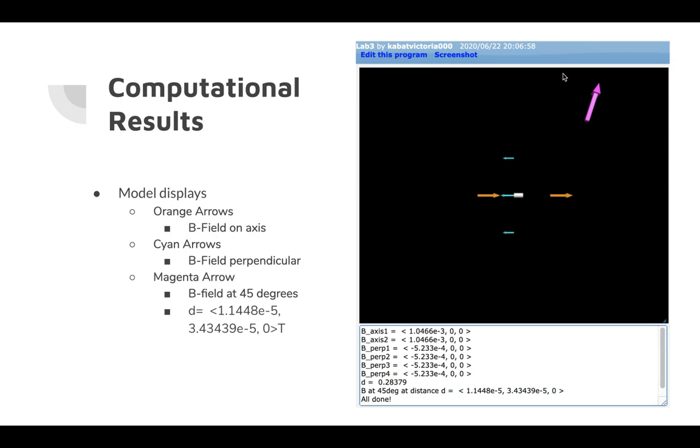My computational results: when you run my code, the model displays the orange arrows for the B field on axis, the cyan arrows for the B field perpendicular, and the magenta arrows for the B field at 45 degrees, which is equal to 1.1448 e to the negative 5 and 3.43439 e to the negative 5.